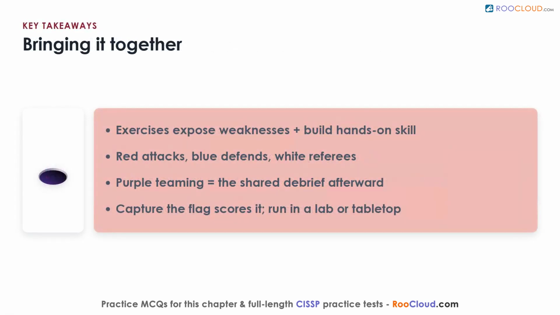So let's bring it together. Security exercises expose weaknesses and build hands-on skill through friendly competition. The red team attacks, the blue team defends, and the white team referees. Afterward, purple teaming brings the two sides together to share what they learned. Capture the flag adds a scored, game-like edge. And you run it all in a dedicated environment or as a tabletop, so the practice never puts production at risk.